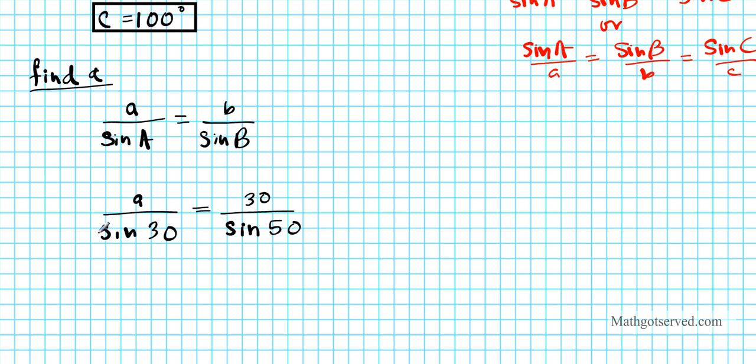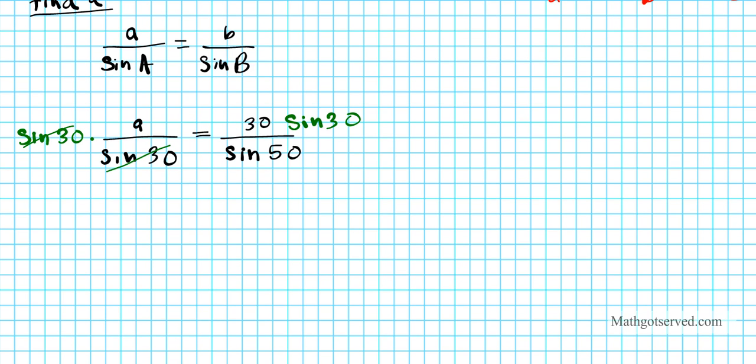I need to get rid of this denominator, so I multiply both sides by sine 30. Multiply this by sine 30, multiply this by sine 30, and these divide out. Your answer is going to be a equals 30 sine 30 divided by sine 50. Okay, so we're going to plug that into our calculators to get our approximate result.